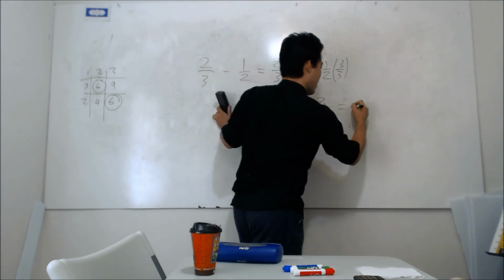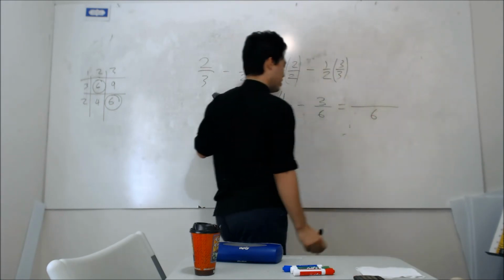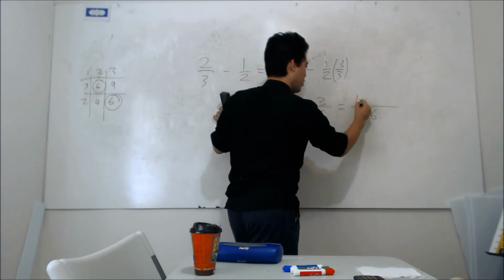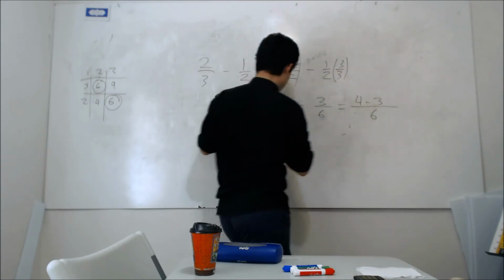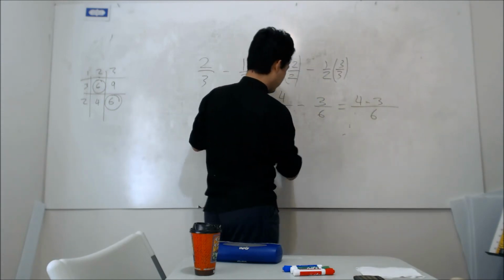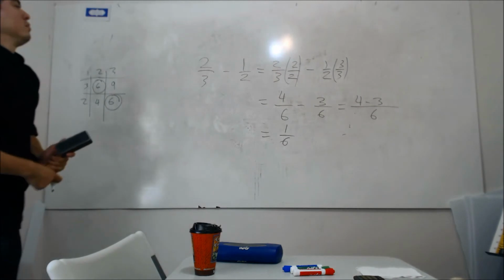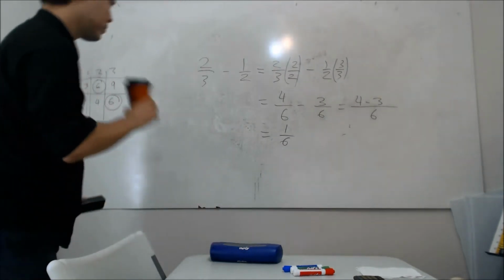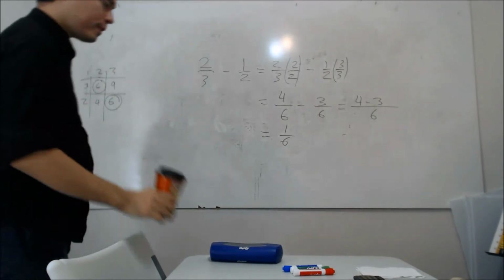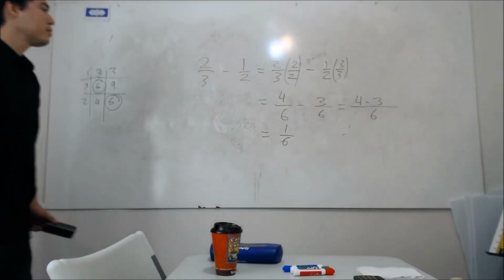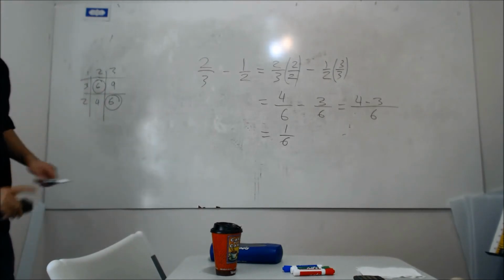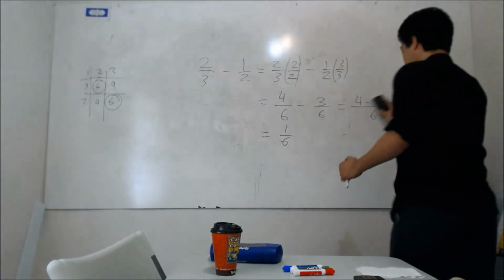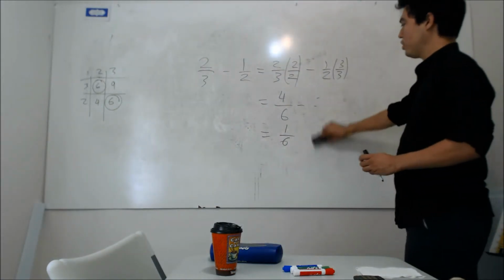And if you notice, now we're going to have the same as addition. They have the common number, we can put them over it, and it's going to be 4 minus 3, which is equal, finally, to 1/6. So there you have it, and that's how you would subtract fractions. It's just addition, but in reverse.